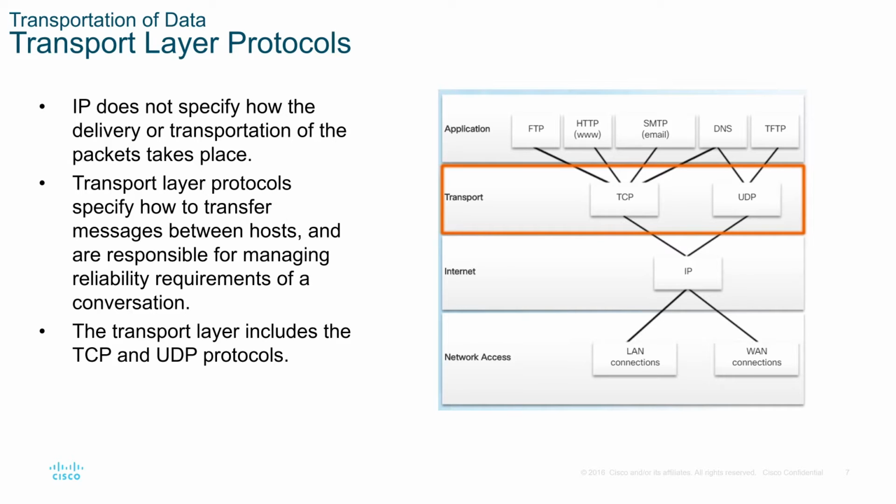IP does not specify how the delivery or transportation of the packets takes place. If you may recall, IP is a connectionless, unreliable protocol. The transport layer protocols specify how to transfer the messages between hosts and are therefore responsible for managing the reliability requirements of a conversation. When we talk about reliability, we are mainly talking about the TCP protocol. The two most common are TCP and UDP.